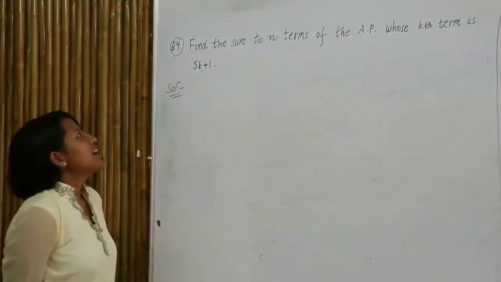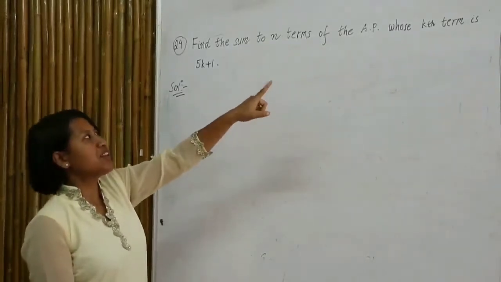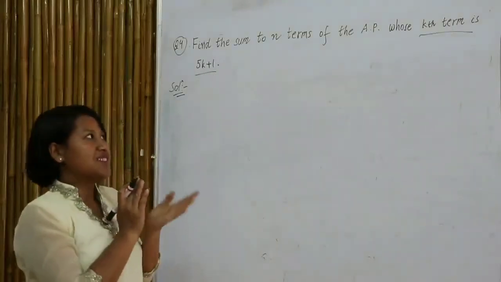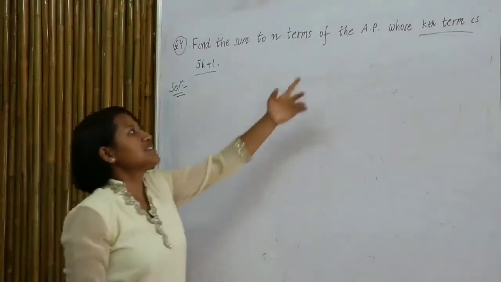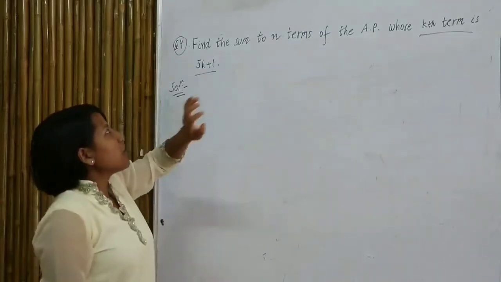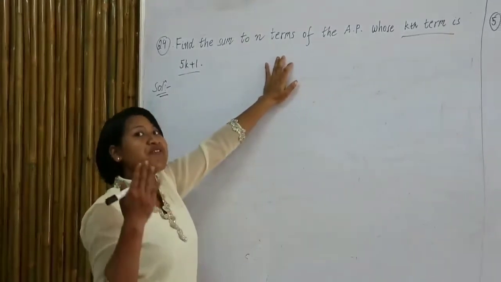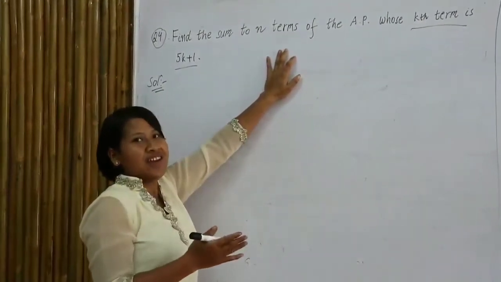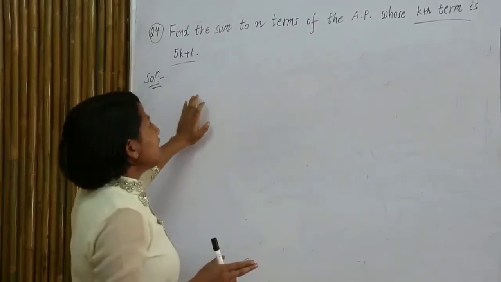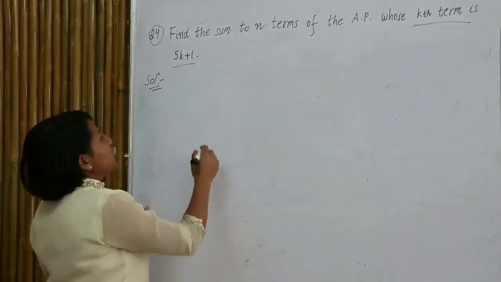This next problem, find the sum to n terms of the AP. So they have not given the AP, but they have given only this kth term. First term also they haven't given, common difference also they haven't given. But they have said here that you have to find the sum to n terms. Means the number of terms n here is arbitrary. They are not specifying the number of terms.